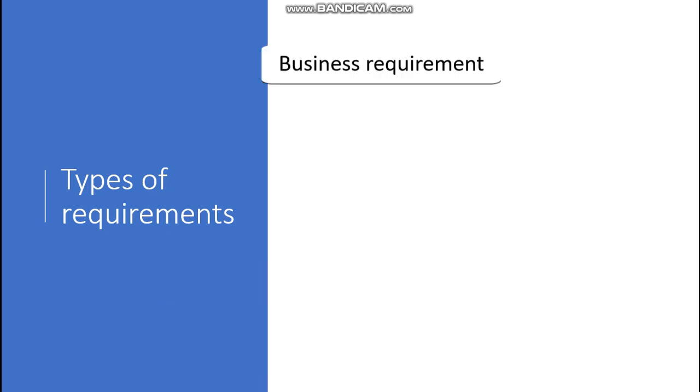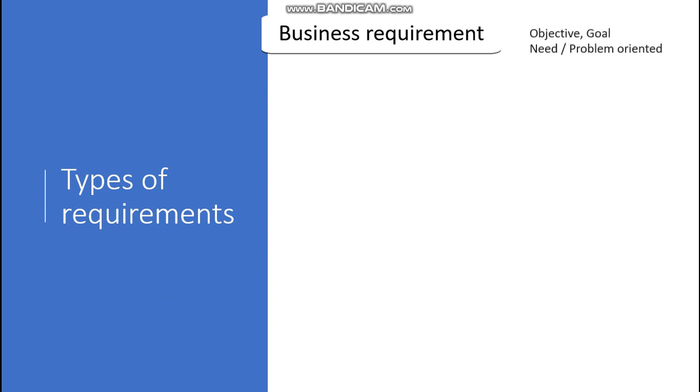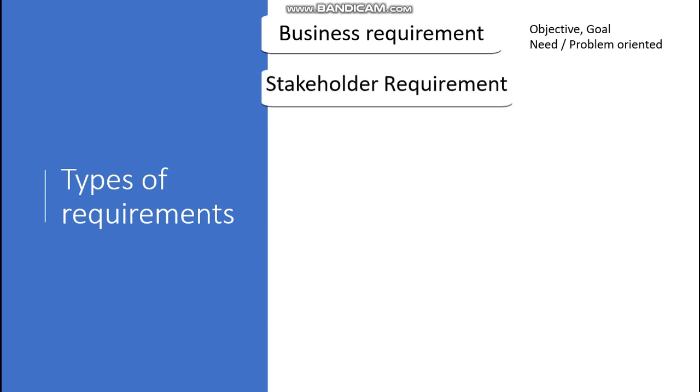What are the types of requirement? As per the BABOK, there are 4 types of requirement. First, business requirement. Business requirement always speaks about the objective of the business, the goal of the organization, and the need or problem statement raised by the stakeholders. Objective, goal, needs and problem statement are the main focus of business requirement. Second, stakeholder requirement. Stakeholder requirement gives us the ideas and expectations of stakeholders.